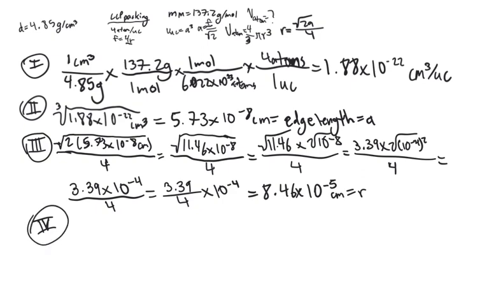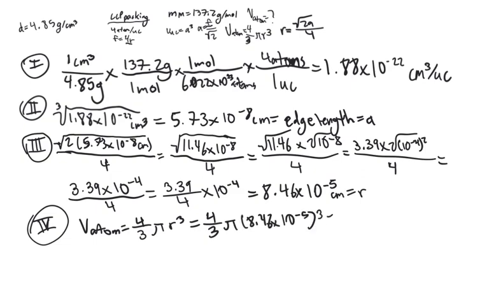Then, finally, we can find the volume of the atom using 4 over 3 pi R cubed, and we will input our R value to get 4 over 3 pi times 8.46 times 10 to the negative 5th cubed, to give our final answer of 2.54 times 10 to the negative 12 centimeters cubed. And that is our volume of the atom.